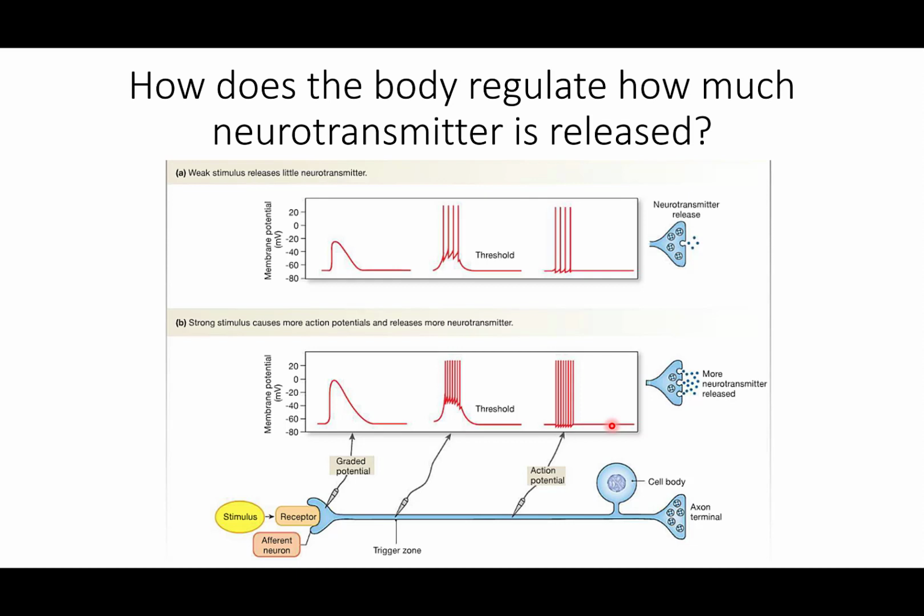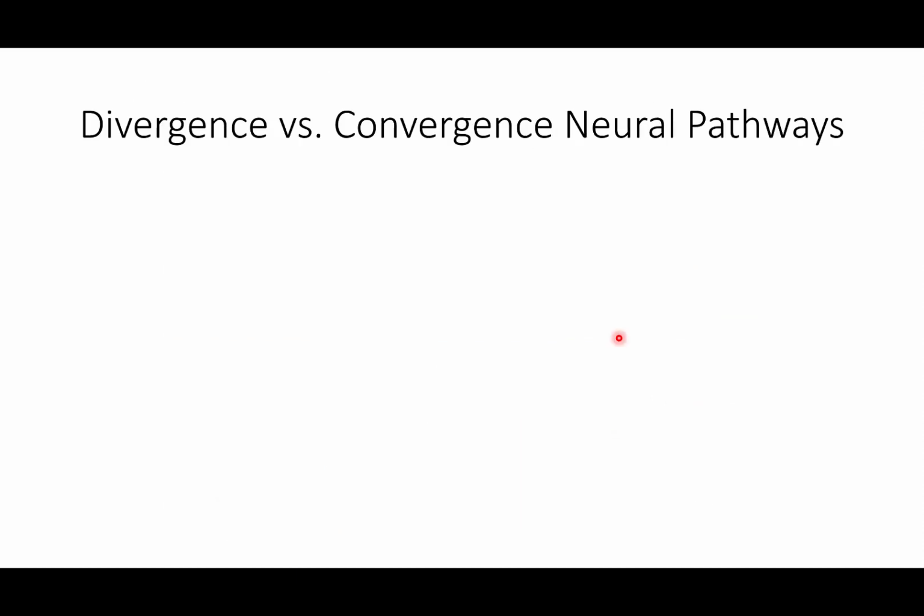So frequency of action potential equals more neurotransmitters being released. And again, remember, all action potentials have the same amplitude or the same strength. So it's not like you can have a stronger action potential. No, you can have a stronger graded potential. The stronger the graded potential, the more action potentials you'll have. That brings us to this concept of divergence and convergence neural pathways.